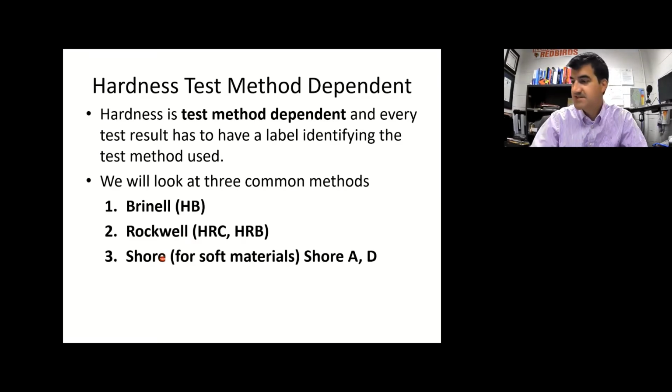The Shore test we'll talk about last. I've got some examples of durometers that we're going to use to measure the Shore hardness of materials. And the Shore test is mostly for softer materials like plastics, including elastomers and rubber type materials. The two most common Shore scales are Shore A and Shore D. And we'll talk more about that in a little bit.